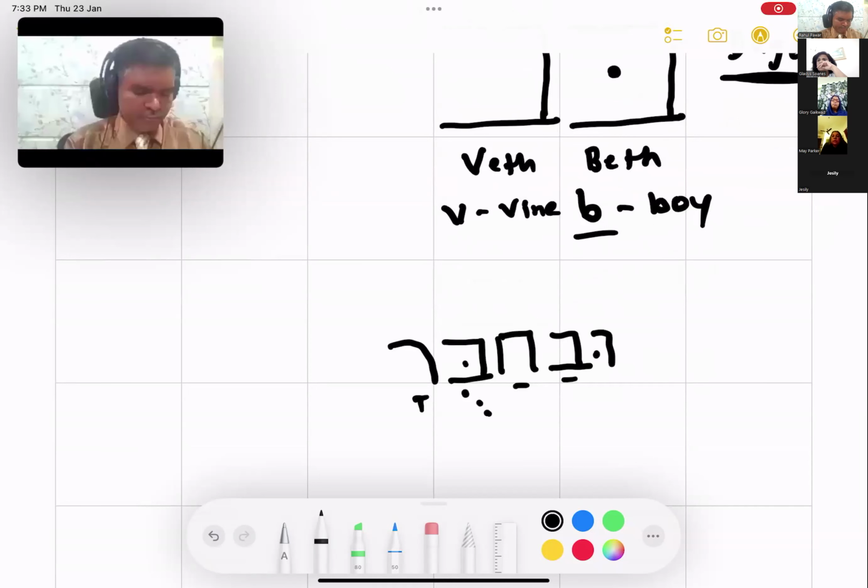Uvakavura. The word here is Uvakavura. Now here, this Beth doesn't have a dot. That's why I am pronouncing it as Wa. Wa.